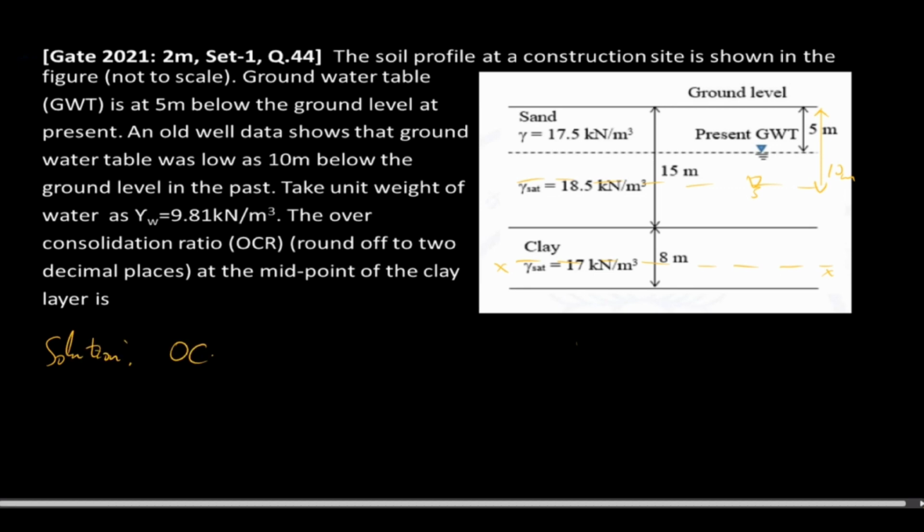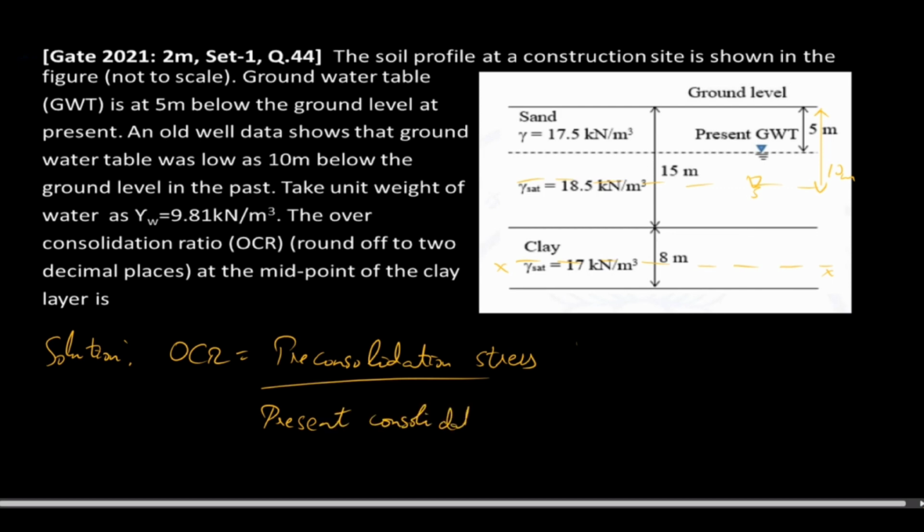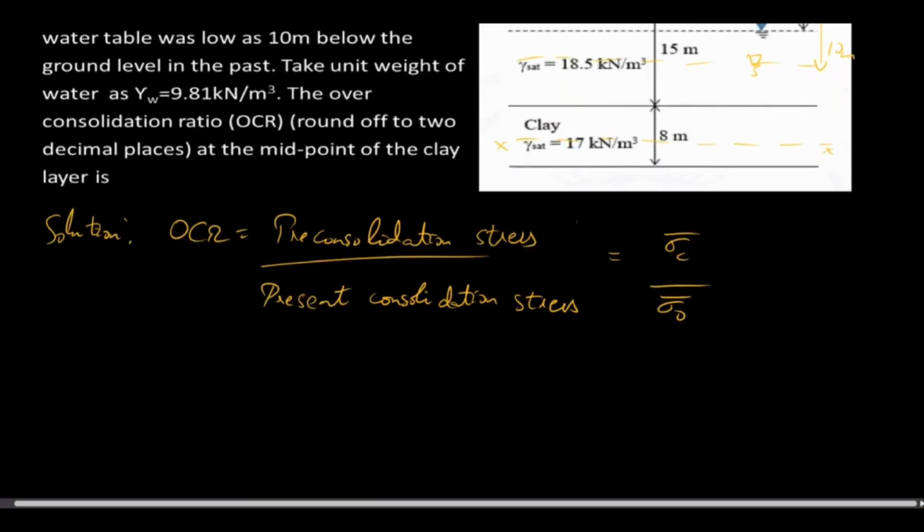Solution. So over consolidation ratio is nothing but pre consolidation stress divided by present consolidation stress. Pre consolidation stress is sigma c dash, divided by present, which is sigma naught dash. So pre consolidation stress sigma c dash will be equal to total stress minus pore water pressure.